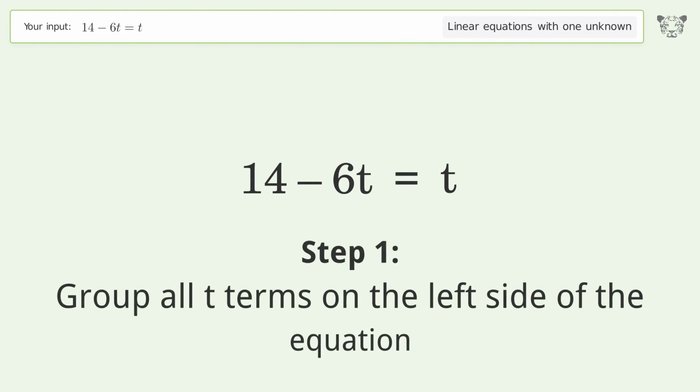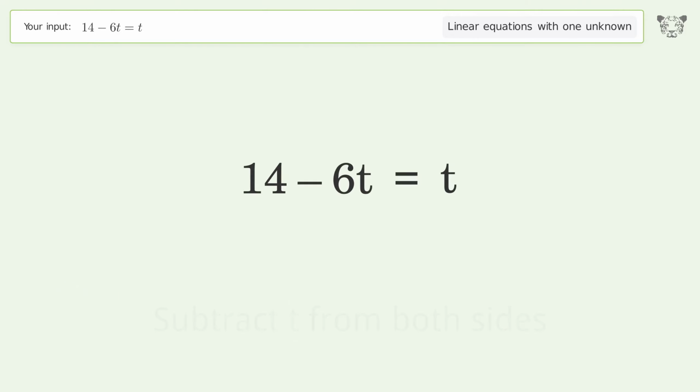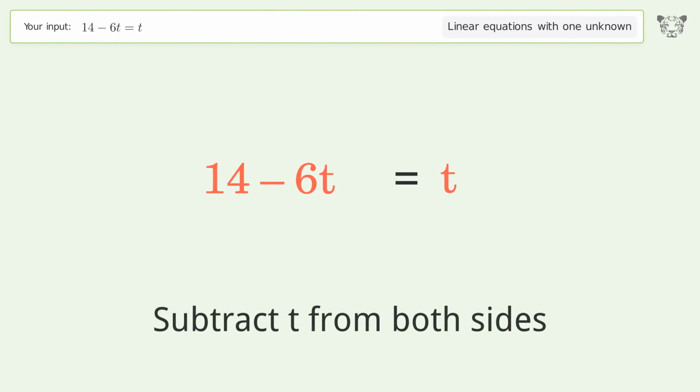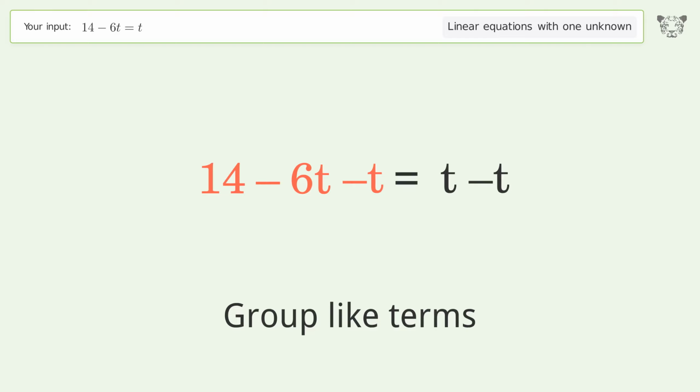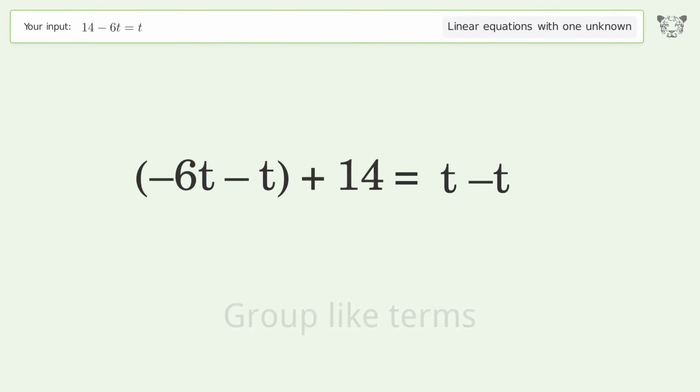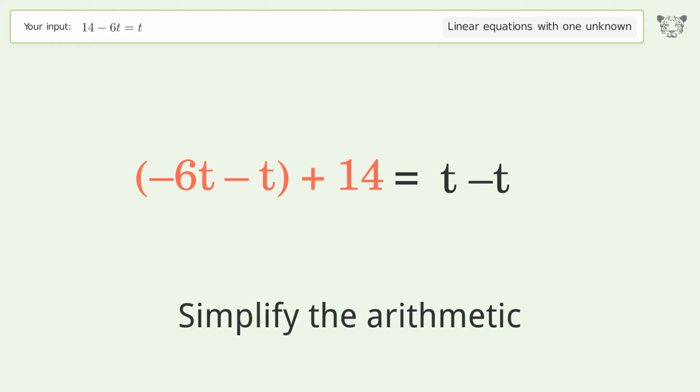Group all t terms on the left side of the equation. Subtract t from both sides. Group like terms. Simplify the arithmetic.